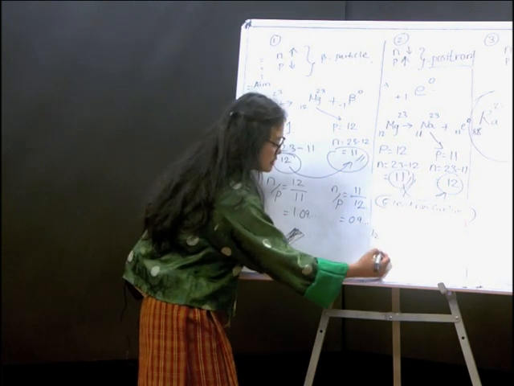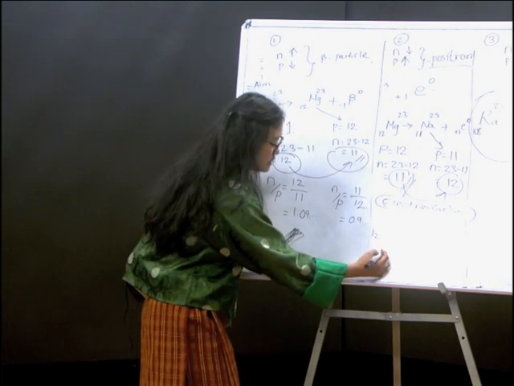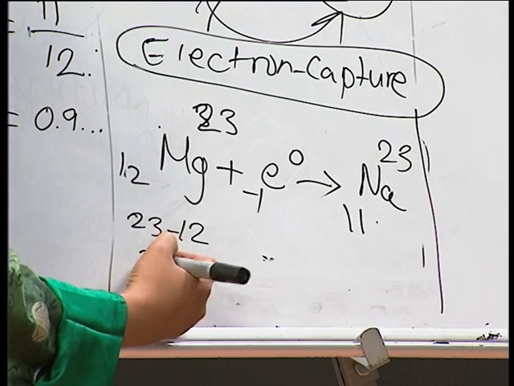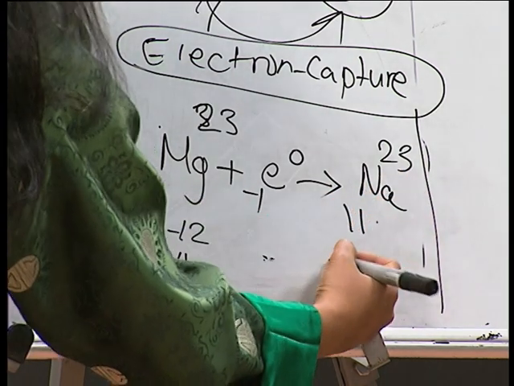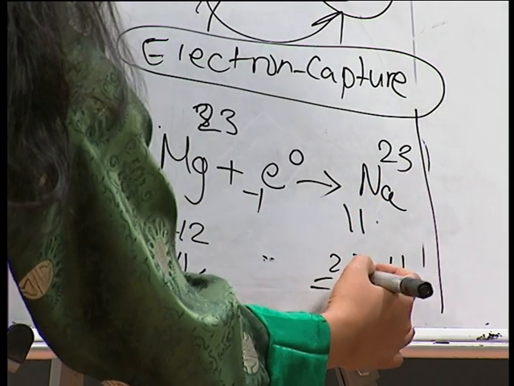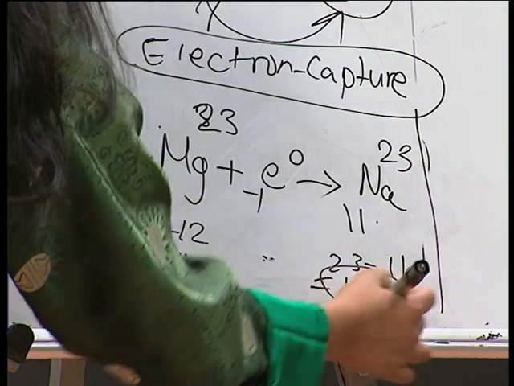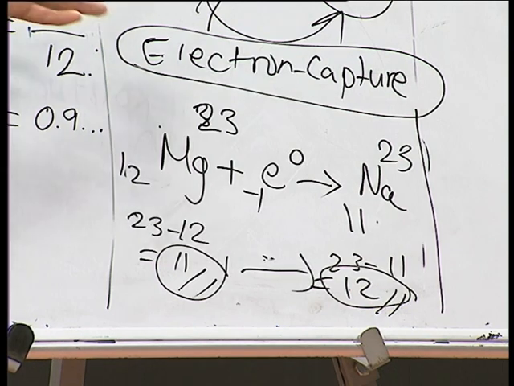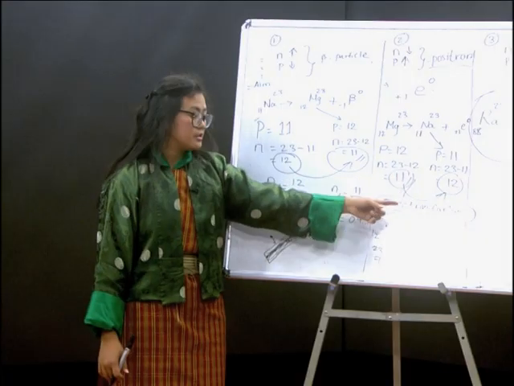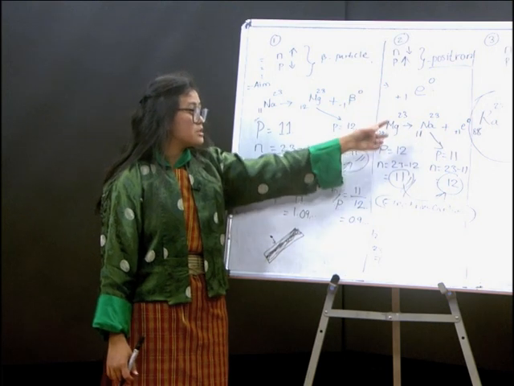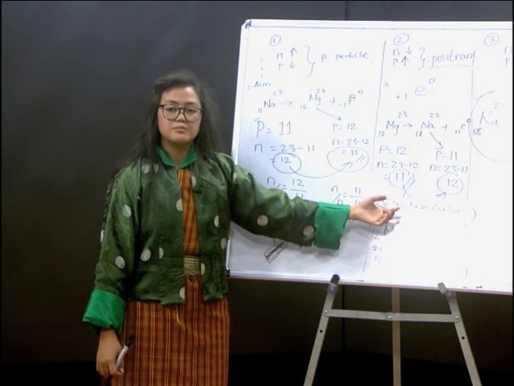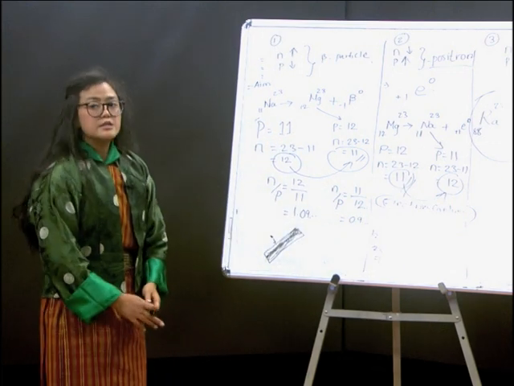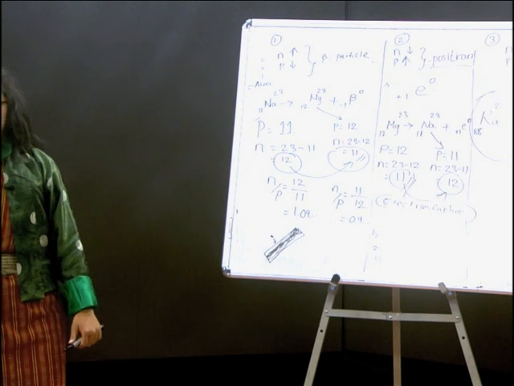So, in this case, two routes are available: number one, positron emission, and number two, electron capture. Again we will see how the number of neutrons is being increased. Here 23 minus 12 is 11, and 23 minus 11 is 12. So the number of neutrons is being increased. So in this case, two processes, two particles help the radioactive substance to stabilize. So this is it for the third case.